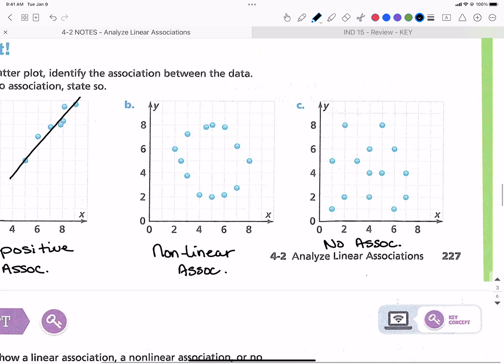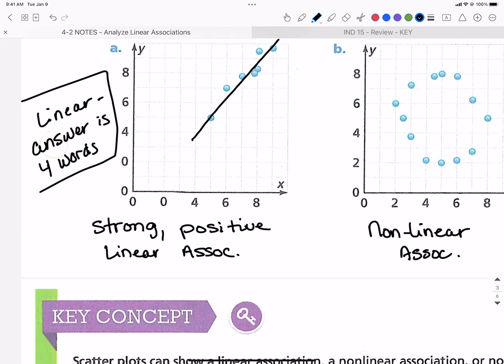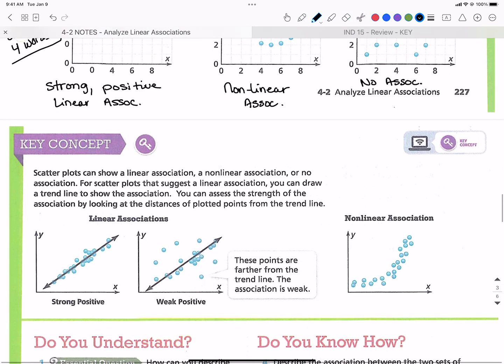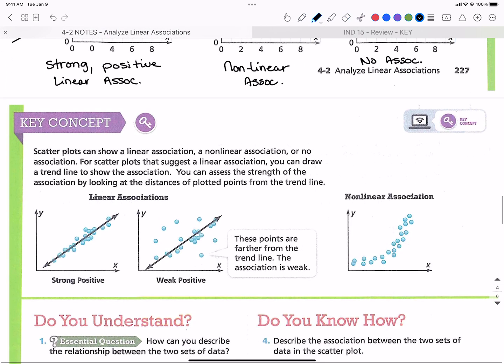All right, that is it. I told you today's notes were short and there was not a whole lot of new material. The main new thing that we added was our descriptive words for linear ones and drawing that trend line. So if you ever need it, on the next page, page 228, there are the key concepts, examples of linear, examples of nonlinear, and examples of strong and weak correlation or association.